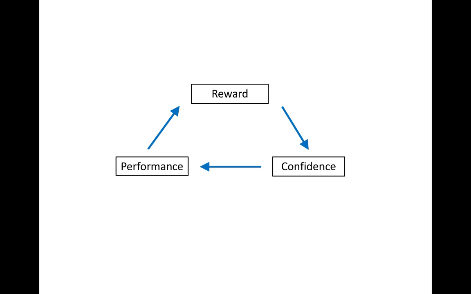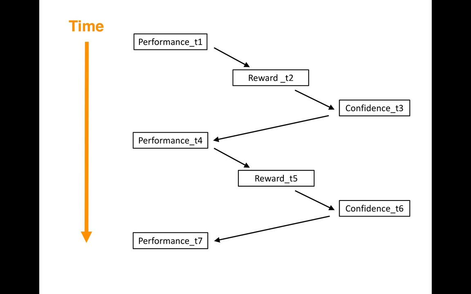So a different way to represent the feedback cycle from performance to reward to confidence and back to performance is as so, where time is flowing down the screen. With time explicitly included like this, no variable can have a path back to itself. Economists often model systems in this way and call them time series.